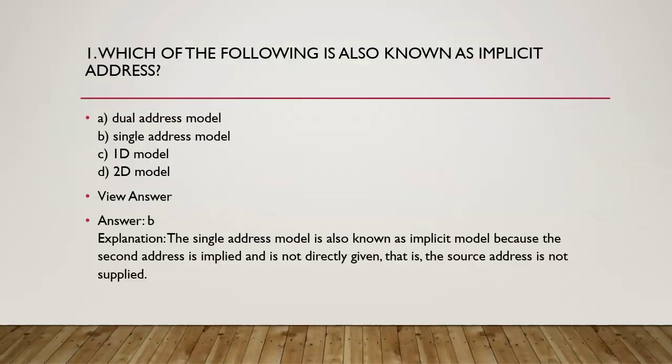Which of the following is also known as implicit address? A dual address mode, B single address mode, C 1D model, D 2D model. Single address mode is also known as implicit mode because the second address is implied and is not directly given. That is, the source address is not supplied.